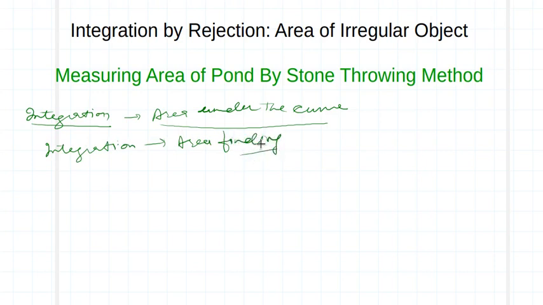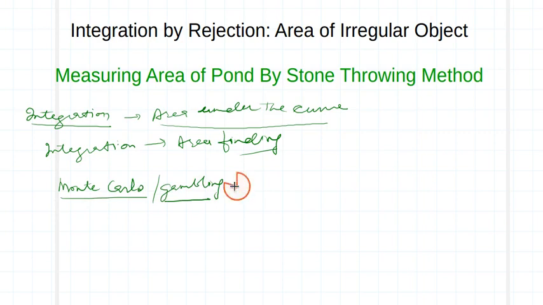But we find that doing integration sometimes becomes a very tedious task because we have to do so many things, or sometimes to find out the integral, especially a multiple integral, it's a very difficult task. So here we will use the Monte Carlo technique, or gambling technique, to find out the area of some irregular object.